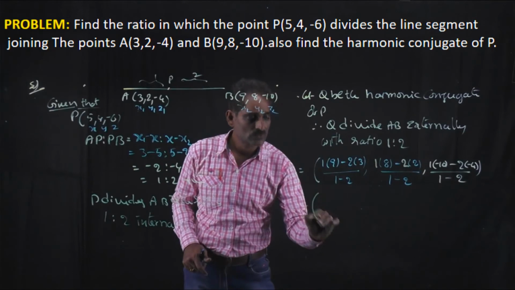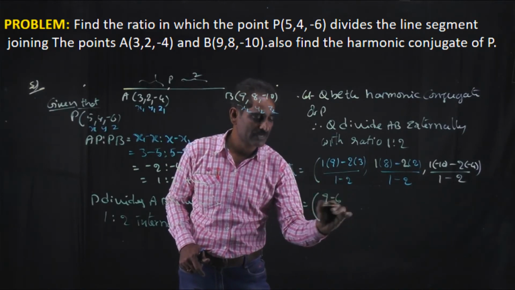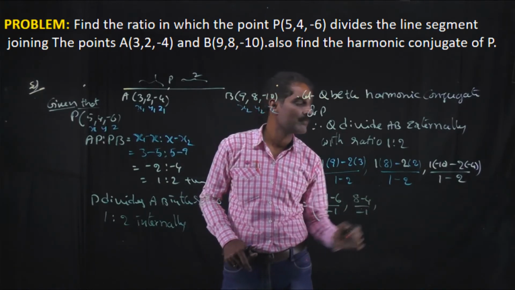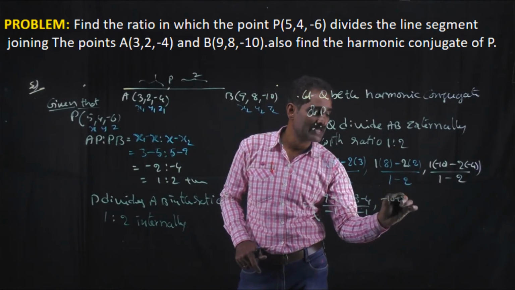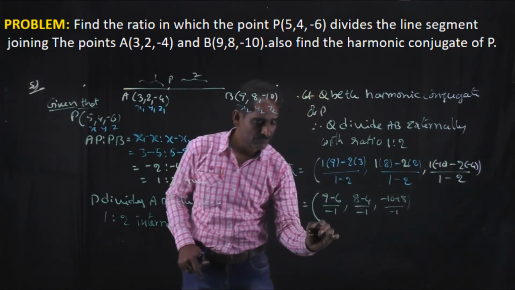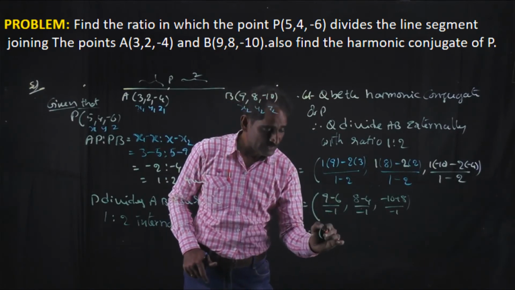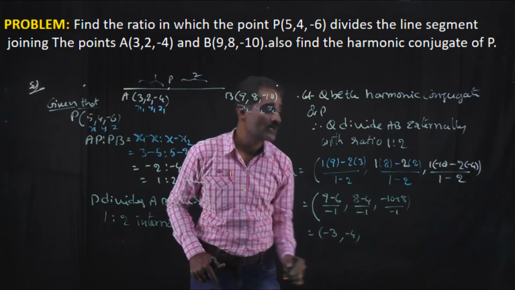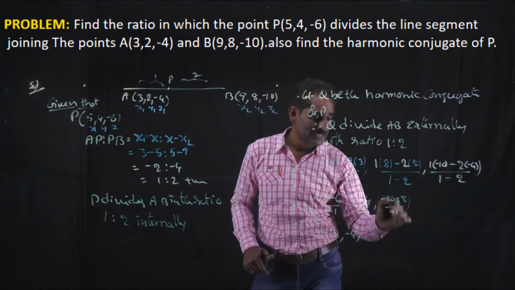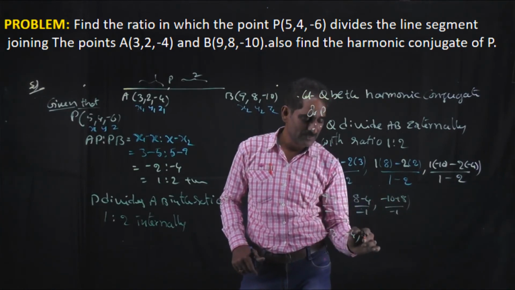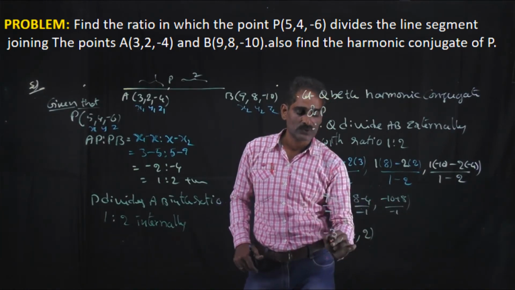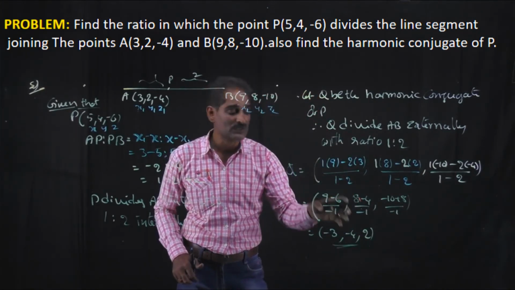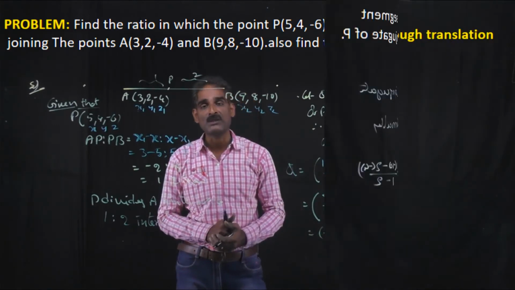Right. Now 9 minus 6 by minus 1, 8 minus 4 by minus 1, minus 10 plus 8 by minus 1. Therefore, 9 minus 6 is 3, so minus 3. 8 minus 4 is 4, by minus 1 is minus 4. And minus 10 plus 8 is minus 2, by minus 1, that is equal to 2. These are the coordinates of the point Q, which divides AB externally in the same ratio 1 is to. That means this is the harmonic conjugate of P.